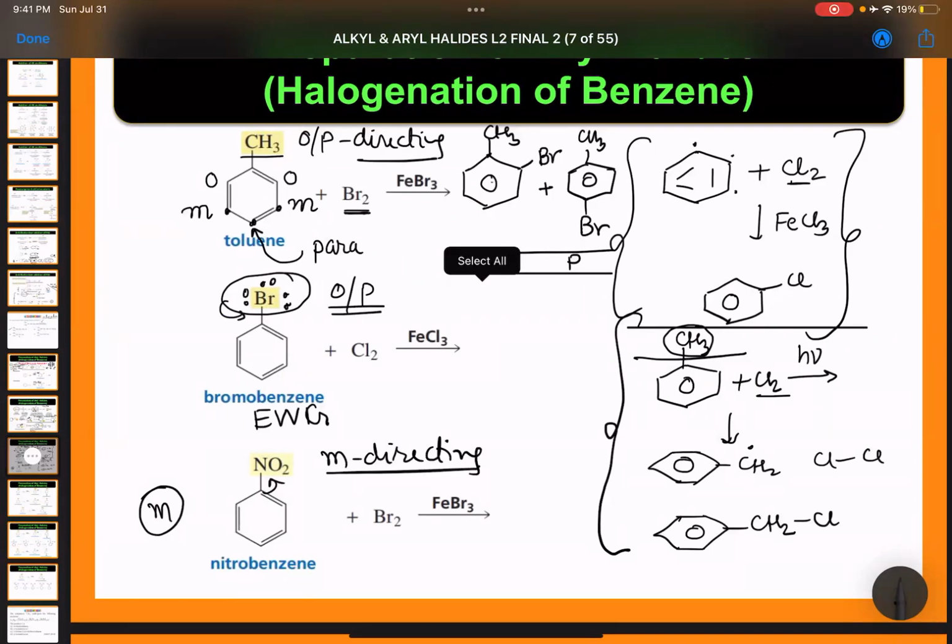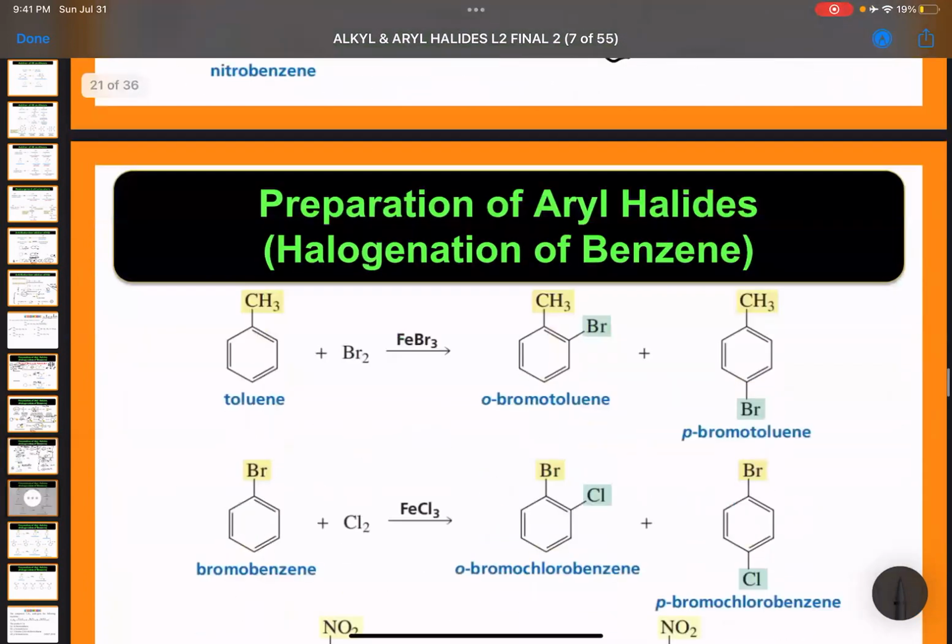So it will direct the incoming electrophile to the meta position. So this is the meta position, and you are going to get meta-bromonitrobenzene. That will be the answer. So let me show you the answers.